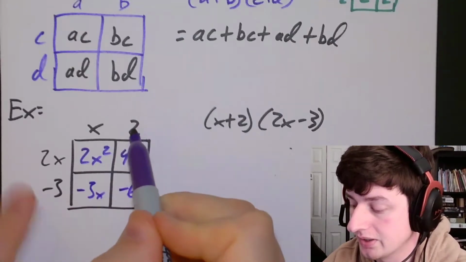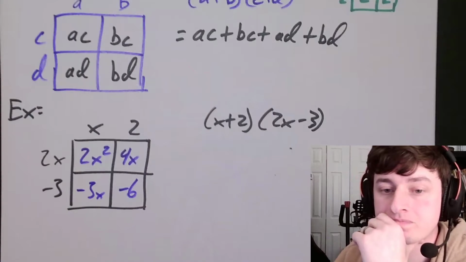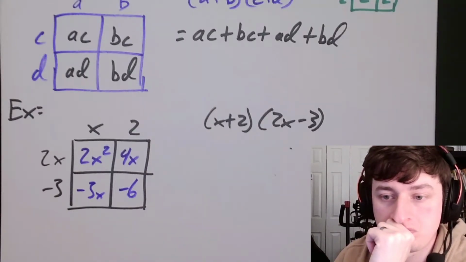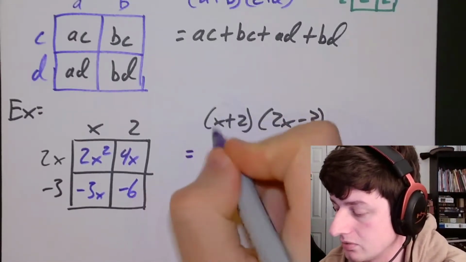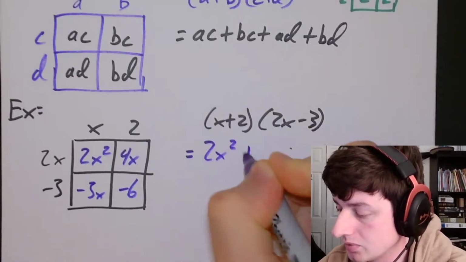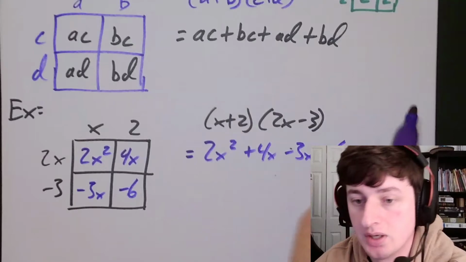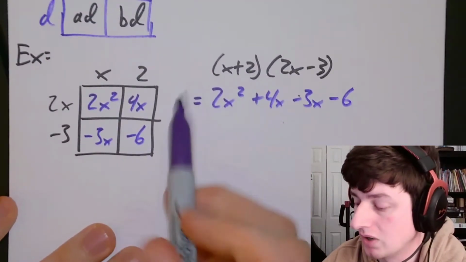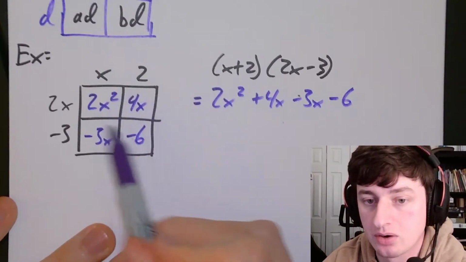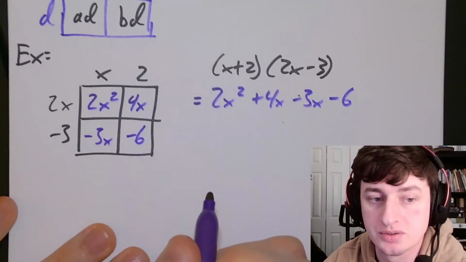So we're multiplying the pieces of the box that meet here. And then we're going to add them all together. So 2x squared plus 4x minus 3x minus 6. And, oh, my picture's in the way, but yeah, I'm just writing out the contents of the box. We're going to add all these pieces together to get the total area of the box.